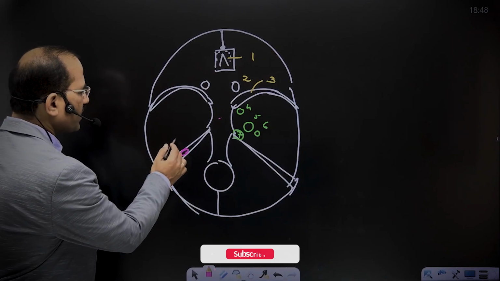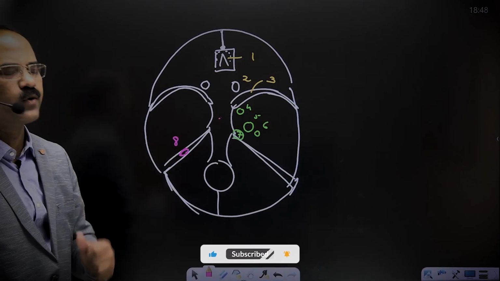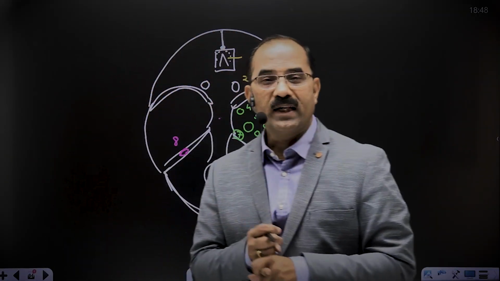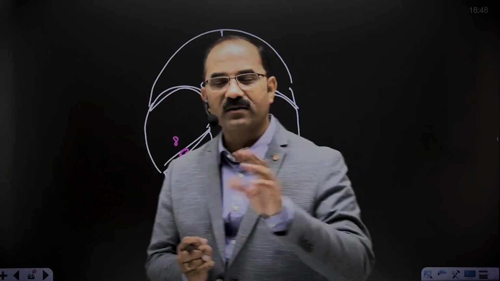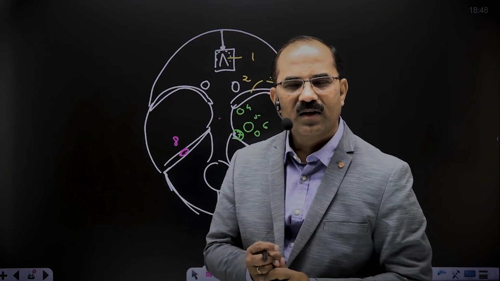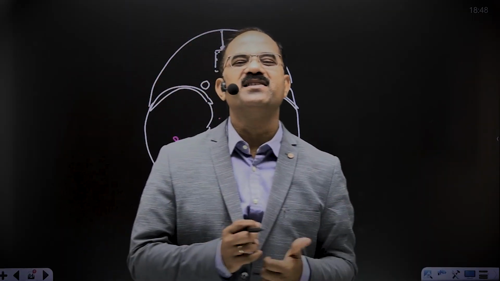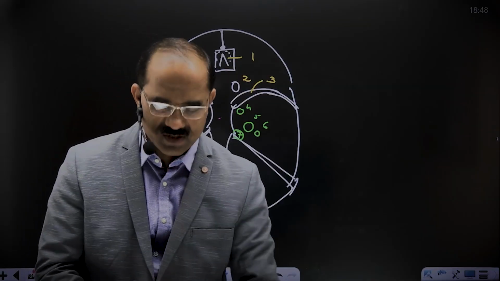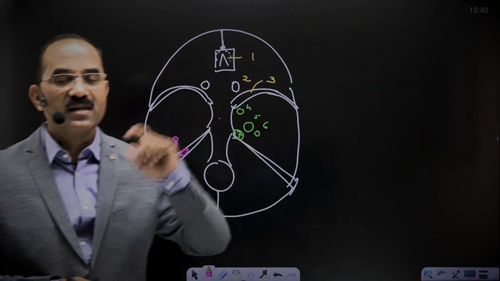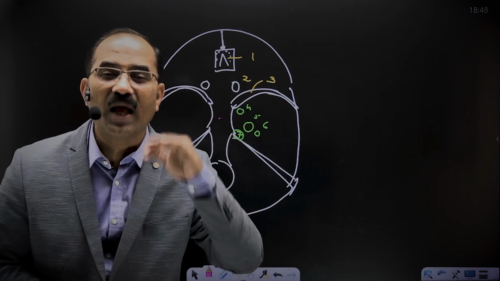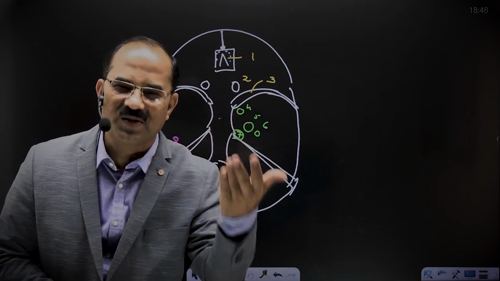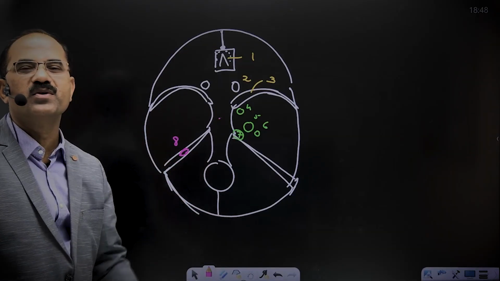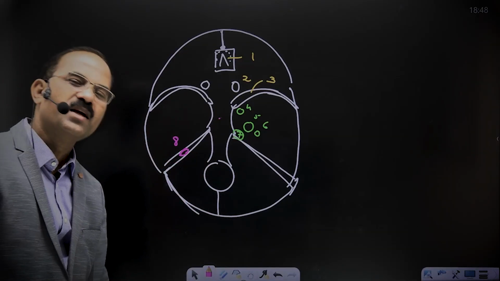That's number 8. I'll write it here. 8. Internal acoustic meatus. What would pass through this foramen? The vestibulocochlear nerve, to supply the vestibule and the cochlea. The facial nerve enters into this internal acoustic meatus. The course we'll discuss later. And there's an artery to supply the labyrinth. What do you call this? The labyrinthine artery. Very good. The labyrinthine artery would enter the ear through this foramen named internal acoustic meatus.